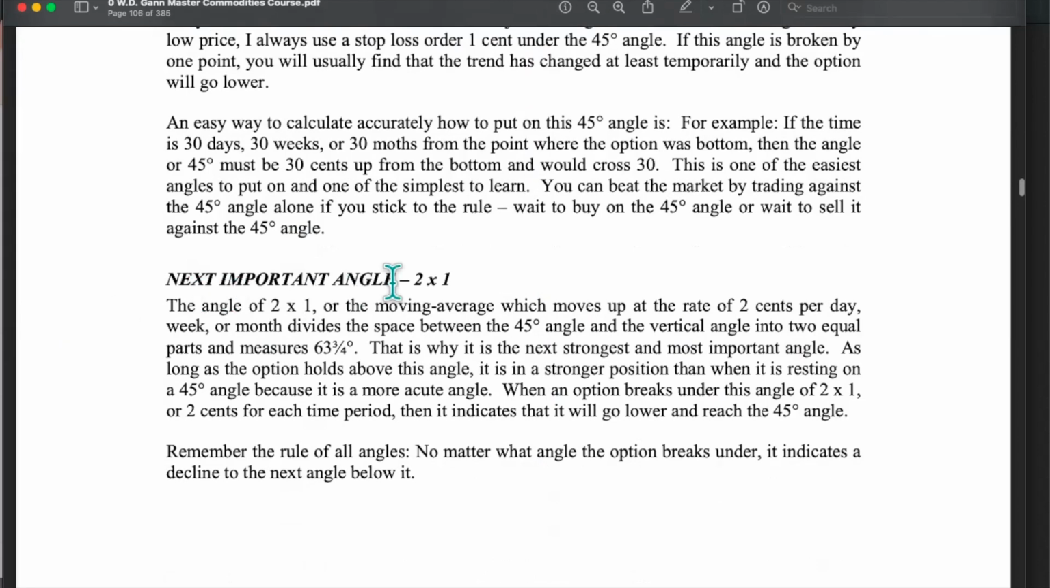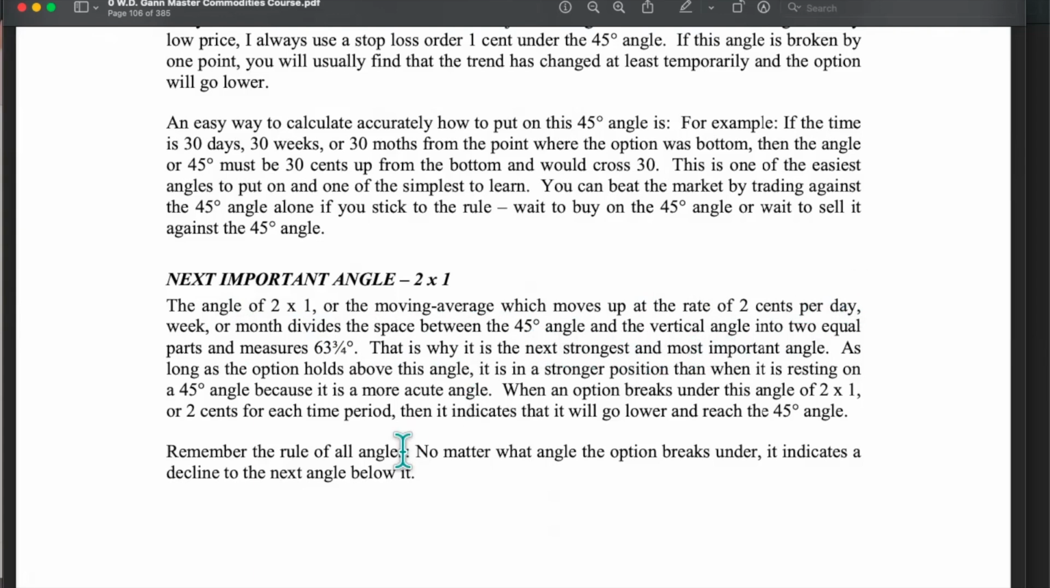Next important angle is 2 by 1. The angle of 2 by 1 or a moving average which moves up at a rate of 2 cents per day or 2 cents per week or 2 cents per month. Divide the space between the 45-degree angle and the vertical line, the vertical line being nothing but the 90-degree line, into two equal parts and measure 63 3/4 degrees. This is why it is the next strongest and most important angle.